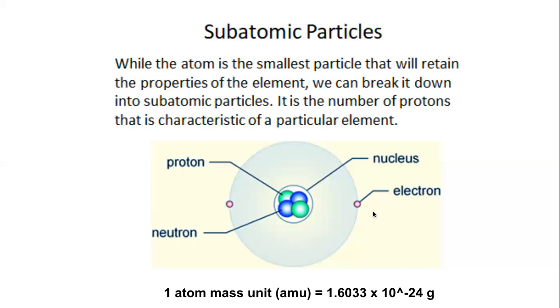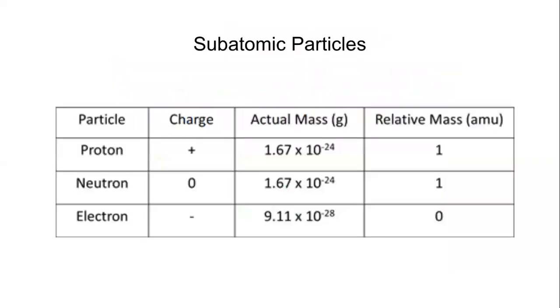And one atom has the mass unit of 1 AMU. It's so tiny that we had to make up a mass unit. And again, we're going to visit our friend scientific notation. It's so tiny that one atomic mass unit is 1.6033 times 10 to the negative 24 grams. So really, really tiny. And this is a summary of the charge and the actual mass and the relative mass, which is your atomic mass unit of each of these subatomic particles.